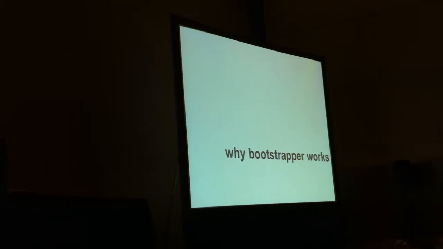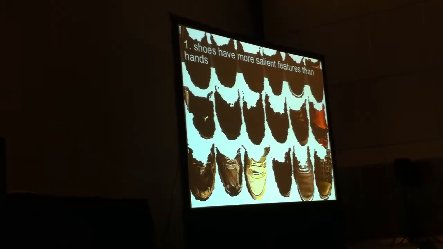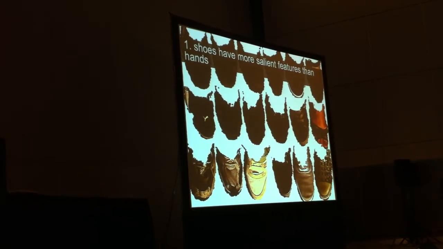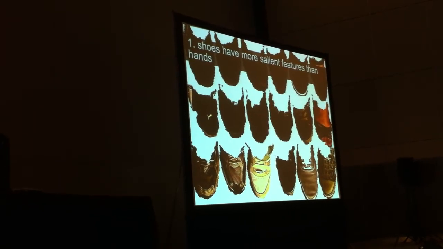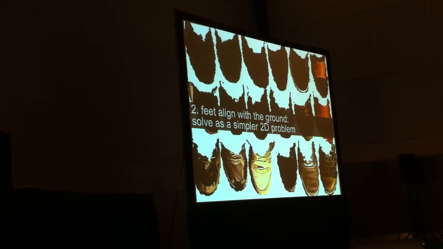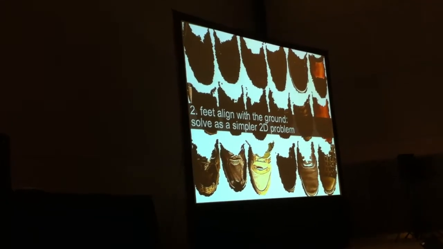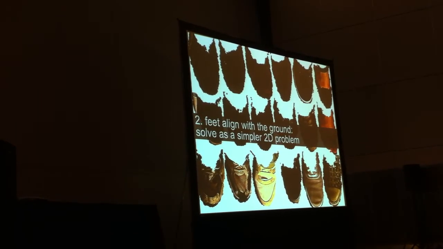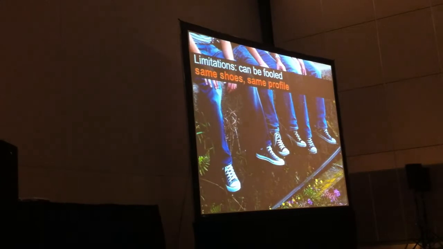So here is why it works. Basically, we have two things here. The first thing is that unlike hands, shoes have much more salient features. And the second thing is, since the shoes are aligned to the ground, we have a much simpler recognition problem, and it's basically a 2D problem. So here you can also see the shoes we recorded.